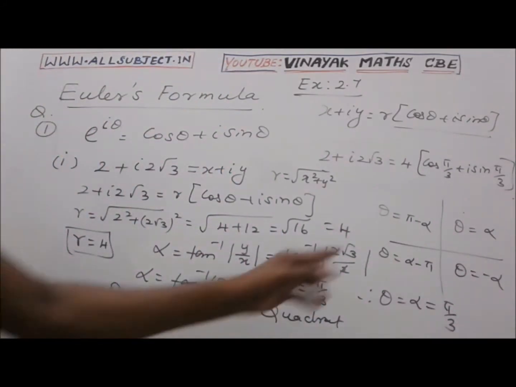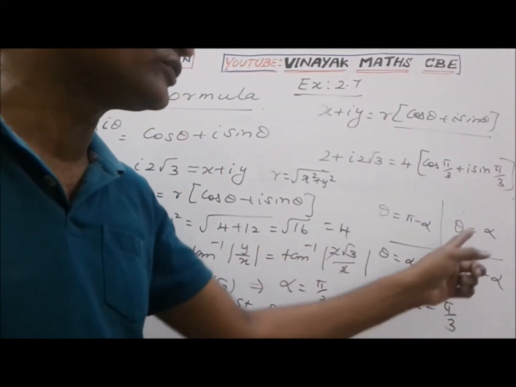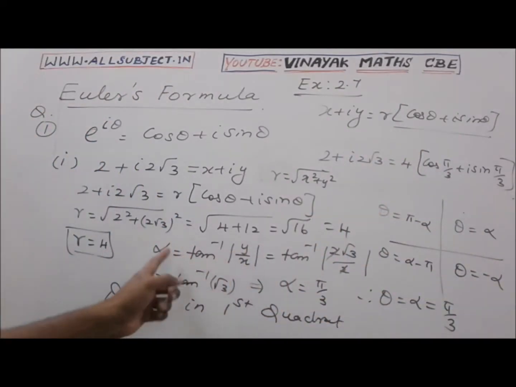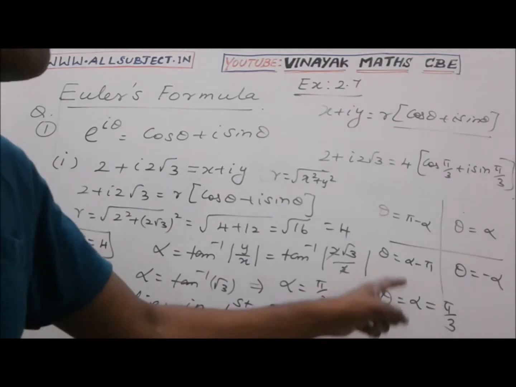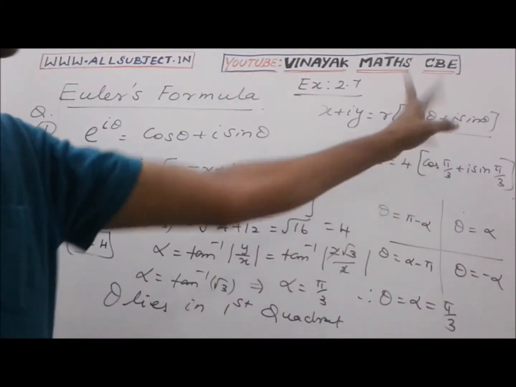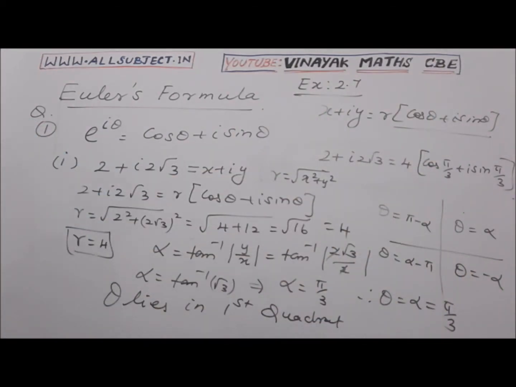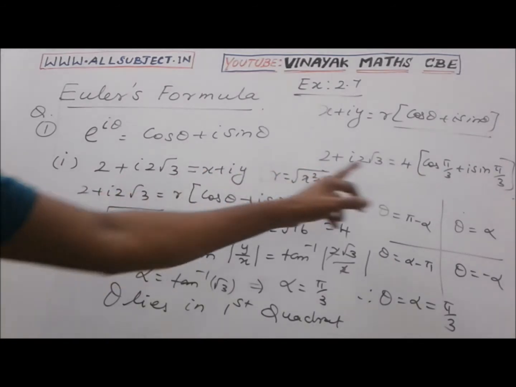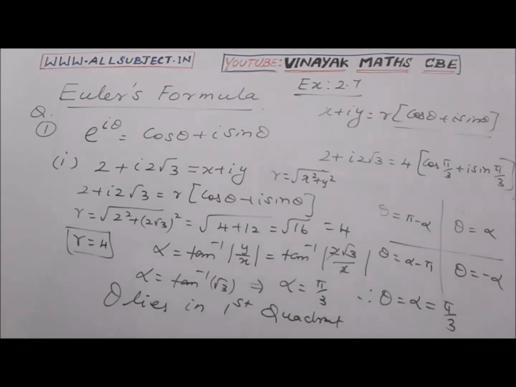So for all the cases, if it lies in any of the quadrants, we should first find the value of alpha by use of the formula tan inverse y by x. Then only we can decide according to the quadrant. Then we can substitute in the format. So the polar form of 2 plus i 2 root 3 is 4 into cos pi by 3 plus i sin pi by 3.